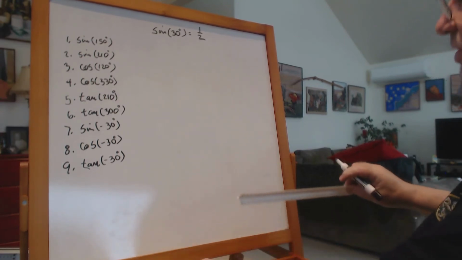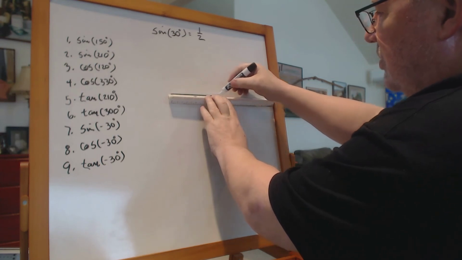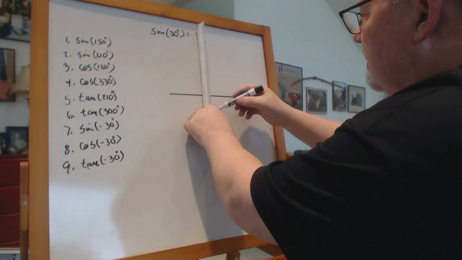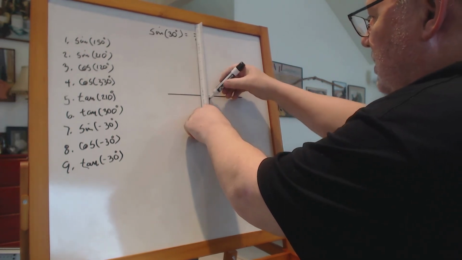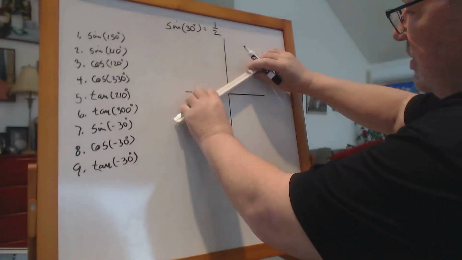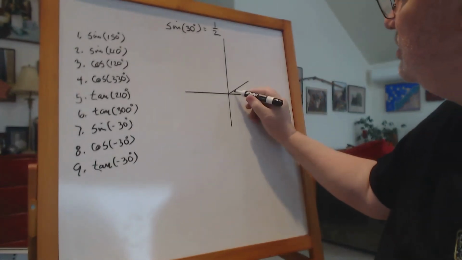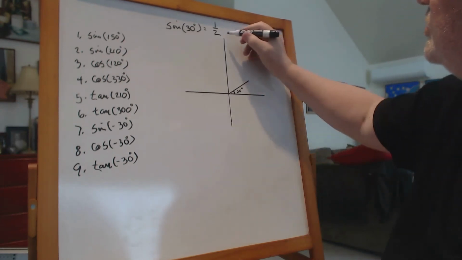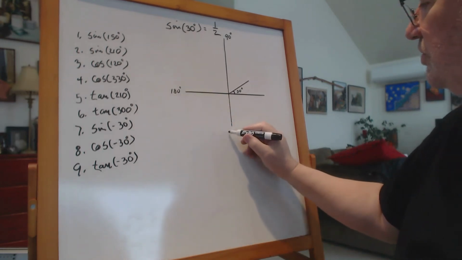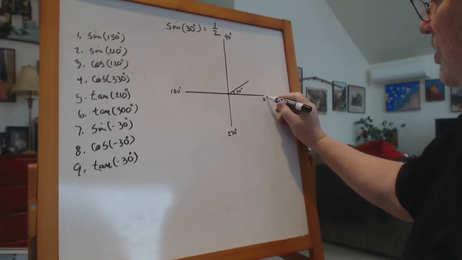So, let's take a look. We're going to have to look at a full revolution. Okay, so 30 degrees. This is 90 degrees. This is 180. This is 270. And this is 360 all the way around.